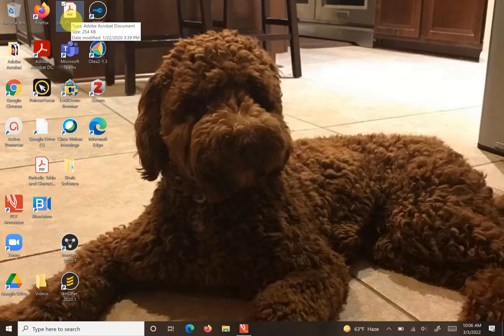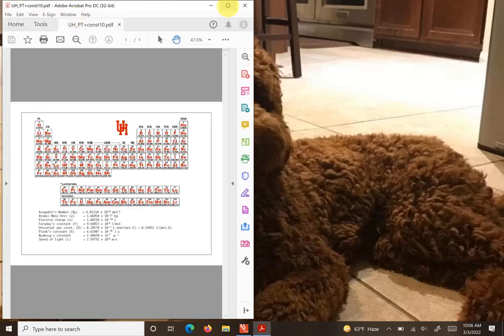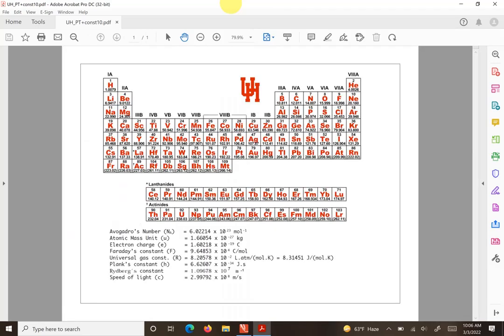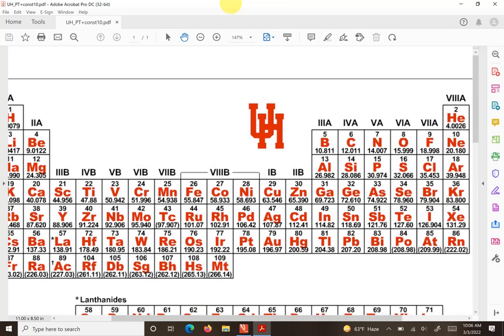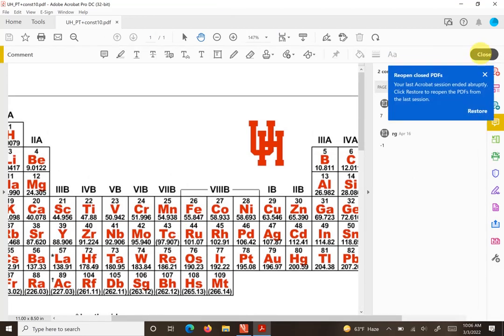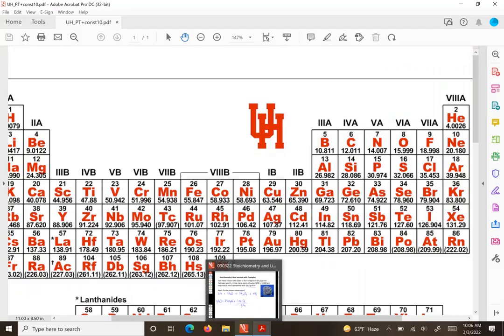So our periodic table, I always forget to load it before class, so give me a second. Fe is 55.85, and if I remember correctly, there it is. Atomic number 26, the mass, which is below, is 55.85. So that's going to be the atomic mass of iron to get us into moles.